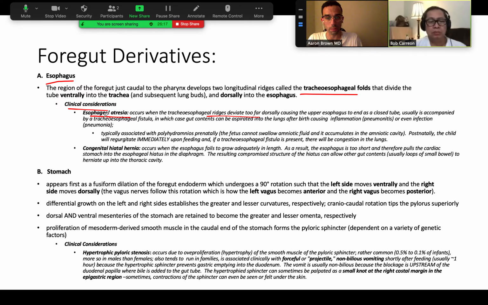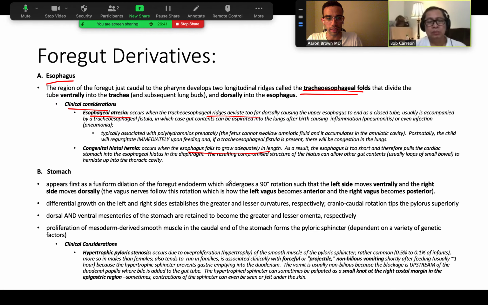Okay, and so there's a number of different types of tracheoesophageal fistulas, TEFs, and we're going to discuss those in time. But essentially, they are all due to this common trigger, which is when those tracheoesophageal folds fold in to divide the two, they don't do it in an appropriate way. Congenital hiatal hernia is when the esophagus does not grow long enough.